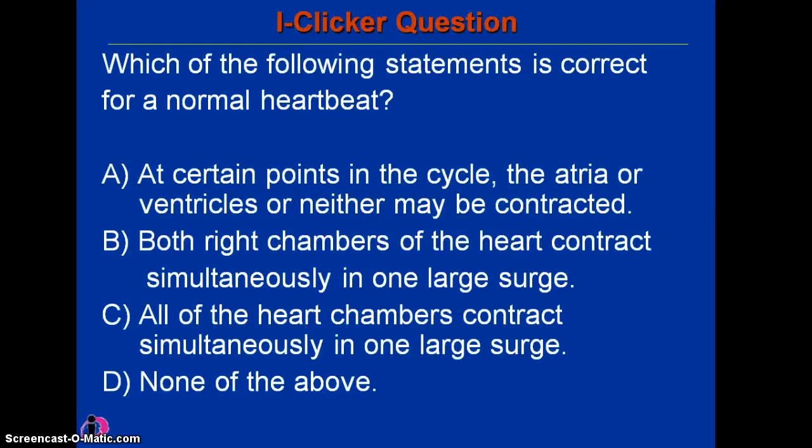Which of the following statements is correct for a normal heartbeat? At certain points in the cycle, the atria or the ventricles, or neither, may be contracted. Both right chambers of the heart contract simultaneously in one large surge. All of the heart chambers contract simultaneously in one large surge, or none of the above. Answer is A. We can have the atria contracting simultaneously, we can have the ventricles contracting simultaneously, or, as you know in diastole, there's a point when all four chambers will be relaxed.